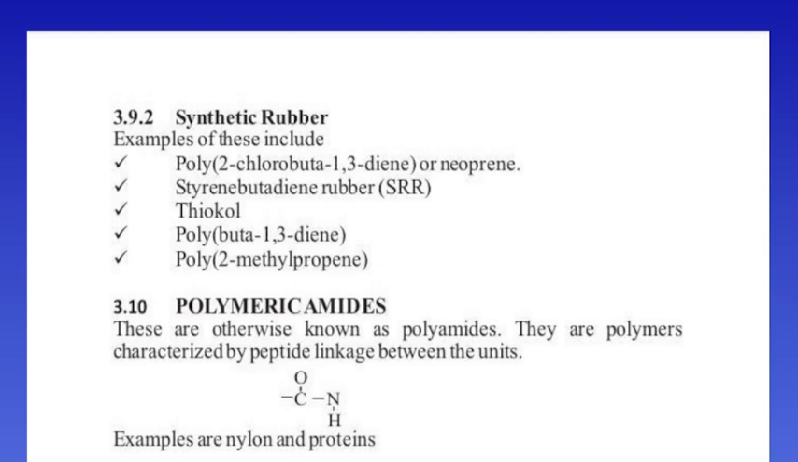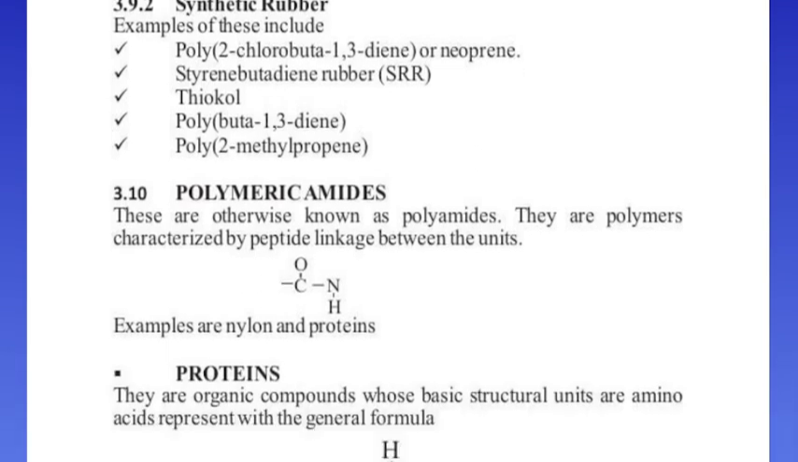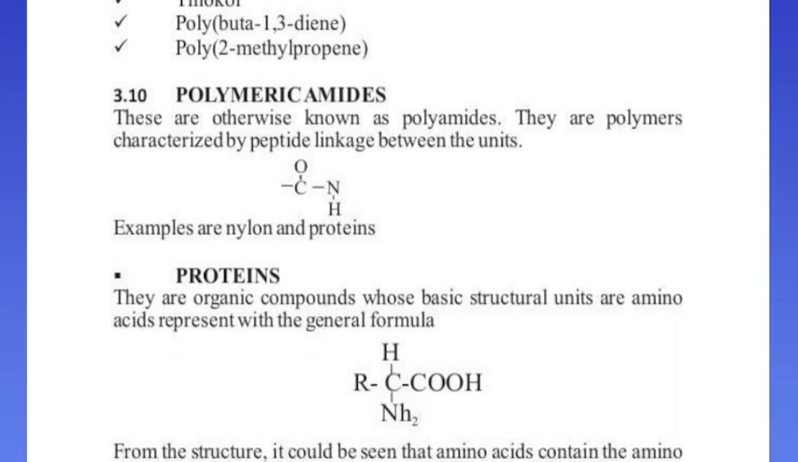Synthetic rubbers include your polychloroprene (neoprene), your styrene-buta-1,3-diene, your thiokol, your polybuta-1,3-diene, and your poly-2-methylpropene. Then we move ahead. Polymeric amides.